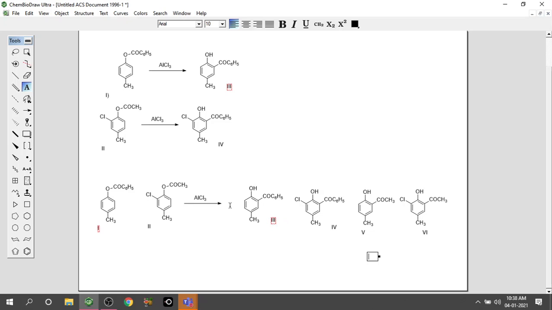The rearrangement is intermolecular because you are getting the mixture of product. So if two different phenyl esters are subjected to Fries rearrangement, then four products are obtained, 1, 2, 3, 4, with formation of the cross product. Product number three and product number four are the products of intramolecular rearrangement, within the molecule. The other two are the crossover products, due to crossing of this fragment from one molecule to another molecule.